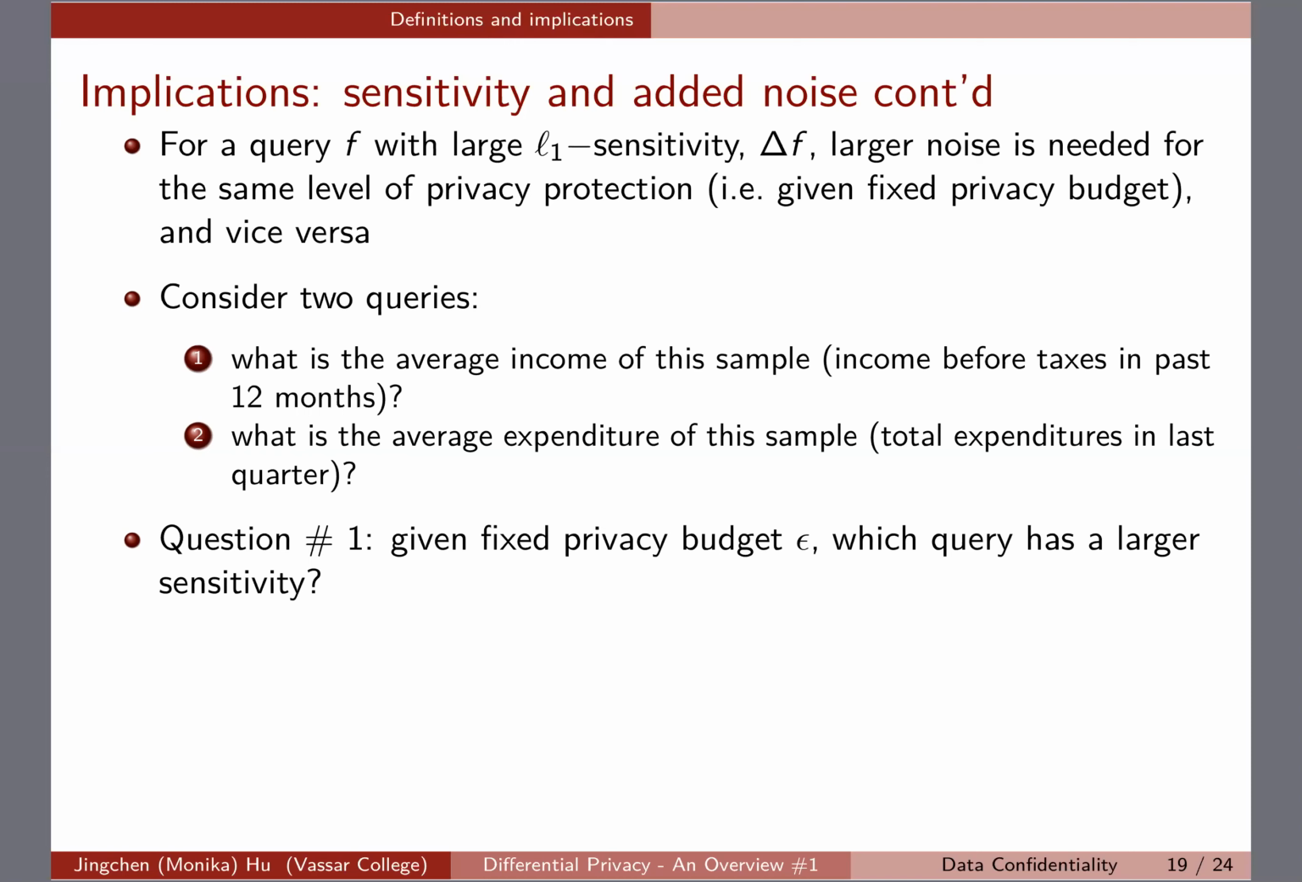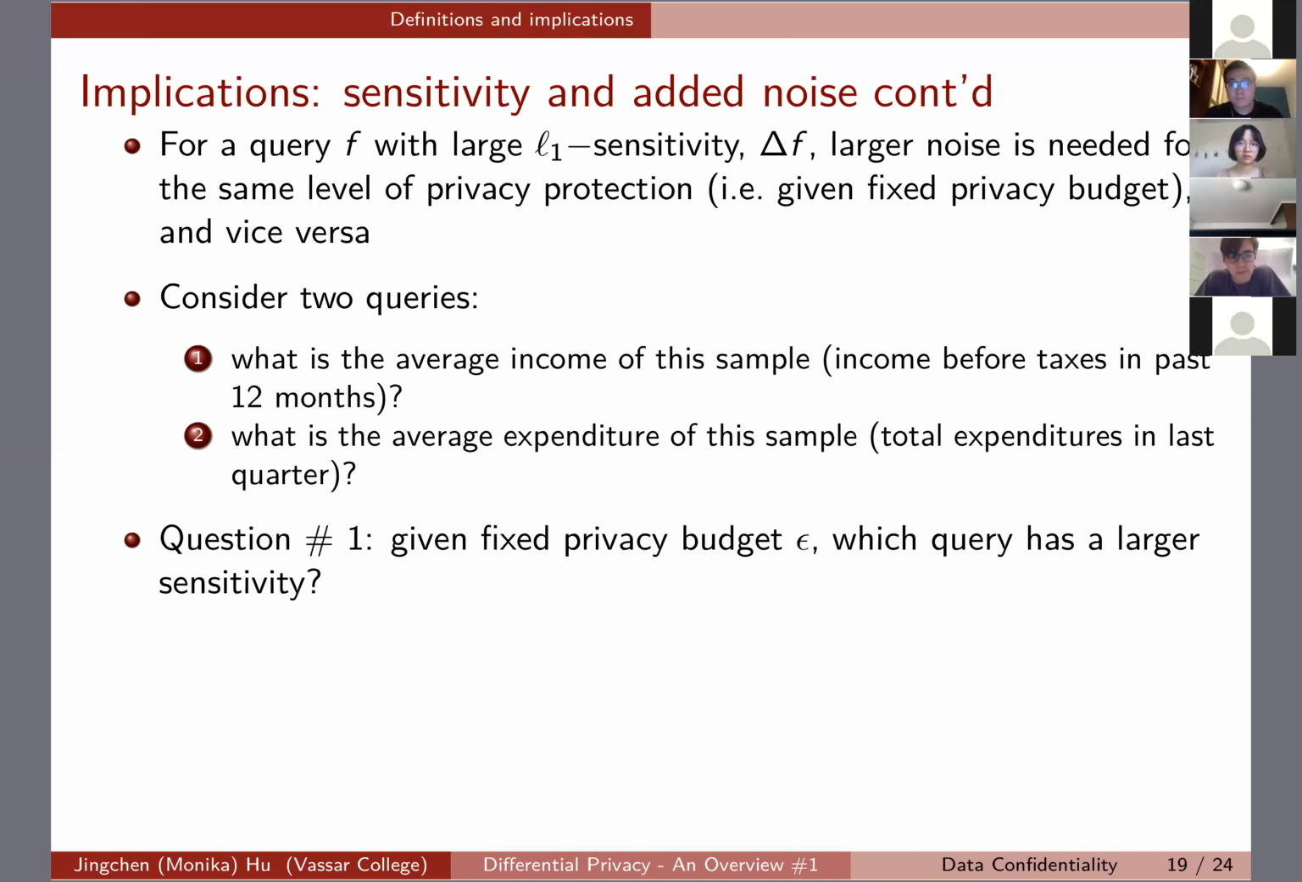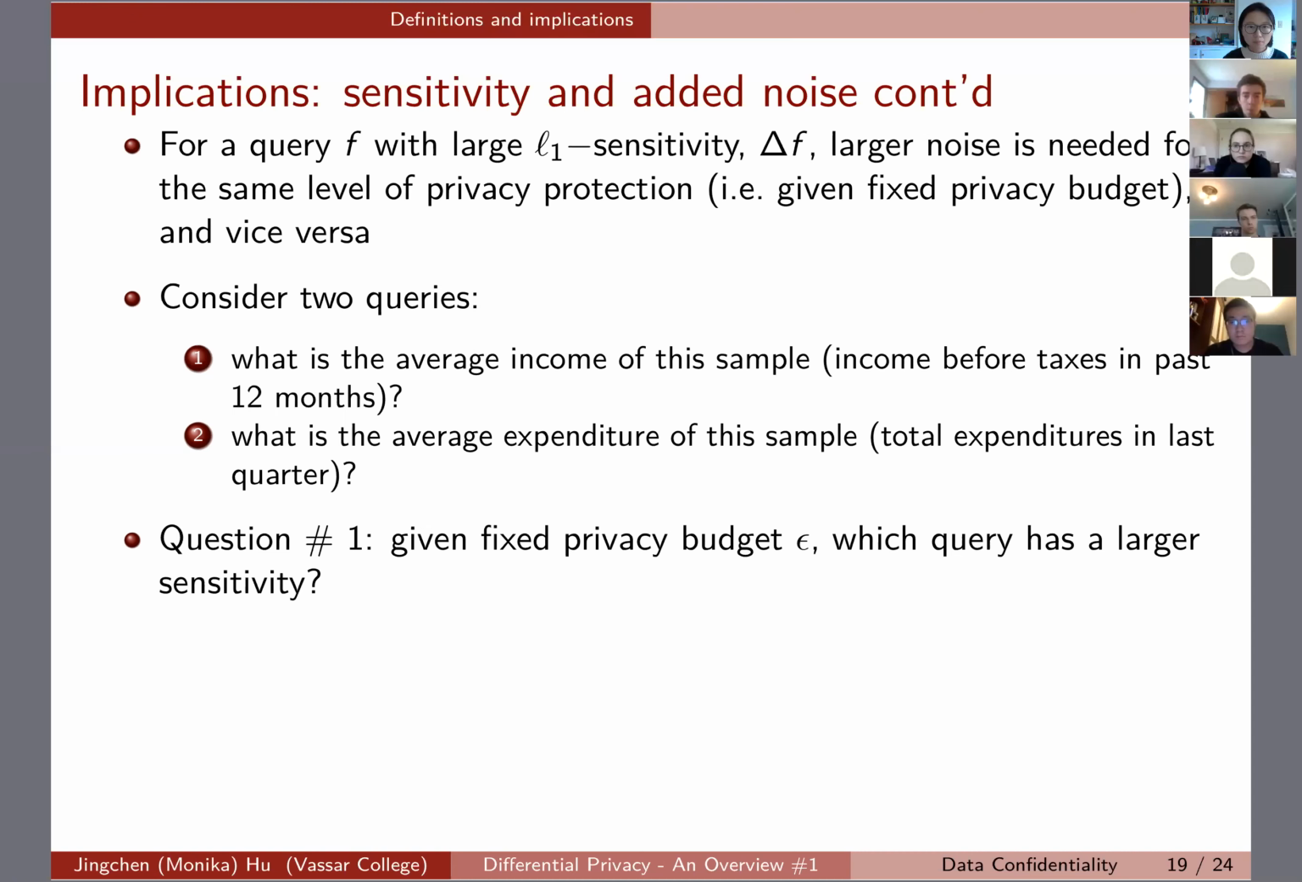So if we consider these two queries on the screen, one is about the average income of the sample, the other is the average expenditure of the sample. For a given fixed privacy budget, epsilon, which query has a larger sensitivity? Which one will have the larger sensitivity?